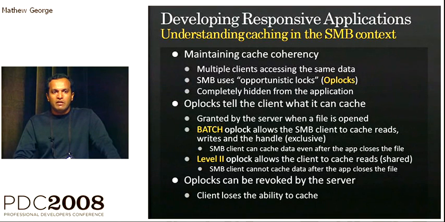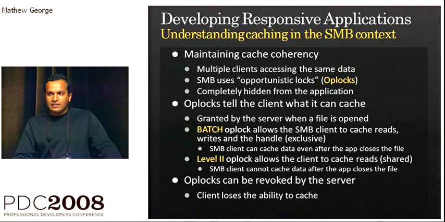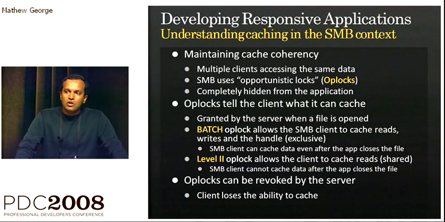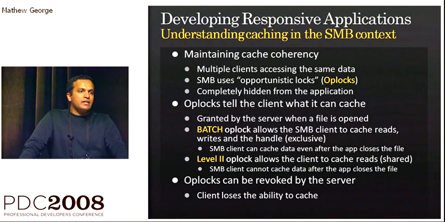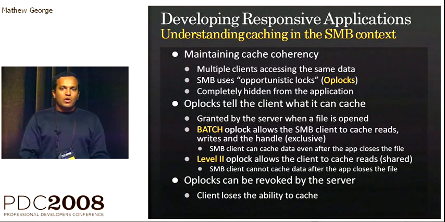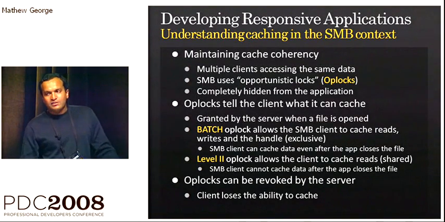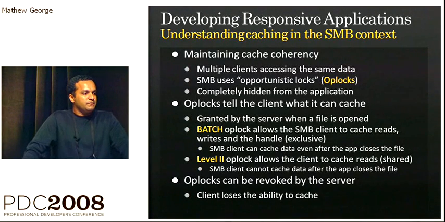Basically, if one client makes a change to the file, you need to invalidate the caches on all the clients. So there's additional overhead or additional protocol involved in maintaining the cache. Now, SMB uses what are known as opportunistic locks, or op locks, to do the caching. And these are completely hidden from the application.